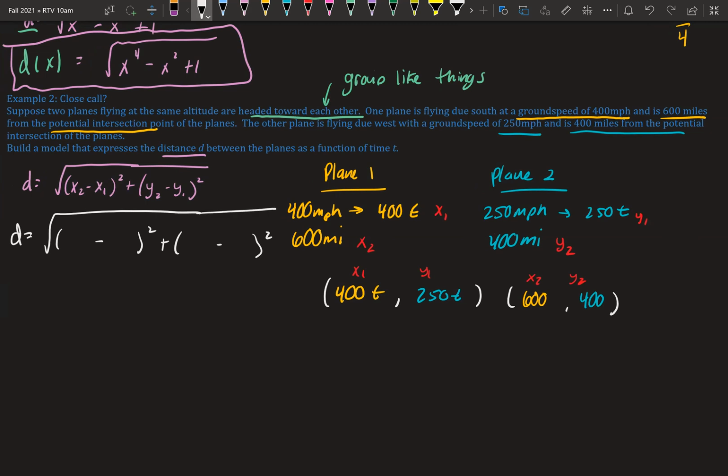And in that first blank, we're going to plug in x2. So x2 is represented by 600. x1 is represented by 400t. Then we have y2, which is represented by 400. And y1, which is represented by 250t. You see how the colors come back together? Because they're headed towards each other. That's why I kept saying together, together, together, because at the end, they'll come back together.